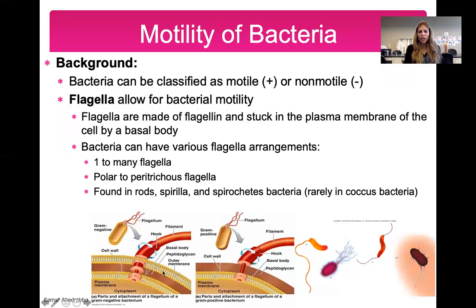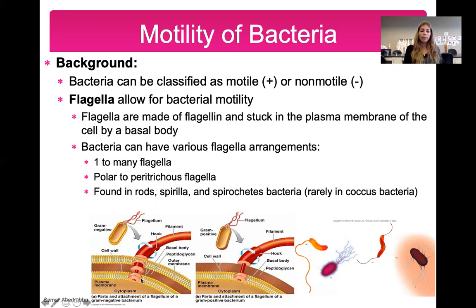In these images here, we differentiated gram-negative bacteria from gram-positive bacteria. I know this is gram-negative bacteria because the cell wall shows an outer membrane, and only gram-negative bacteria have an outer membrane. This is gram-positive bacteria because I just see the cell membrane, and outside the cell membrane, I see the peptidoglycan. Regardless of either, we see that anchored in the plasma membrane is this structure called the basal body.